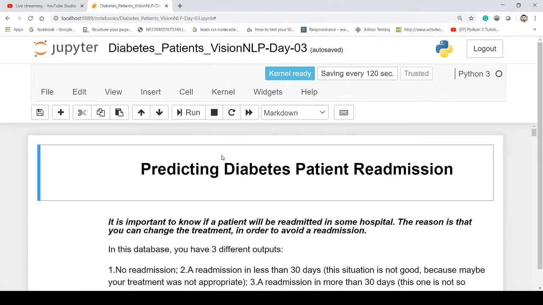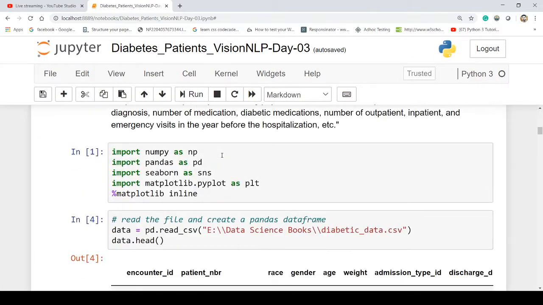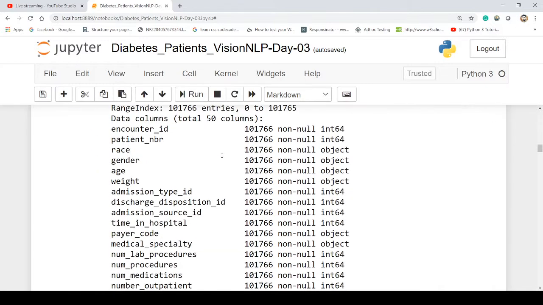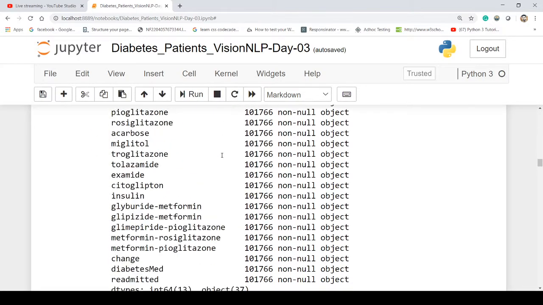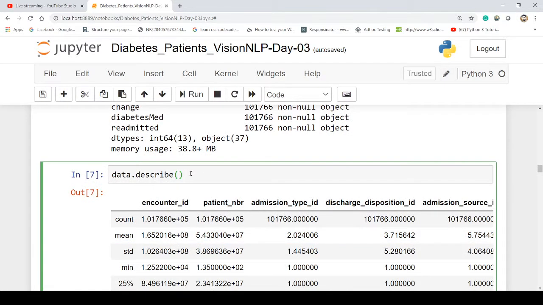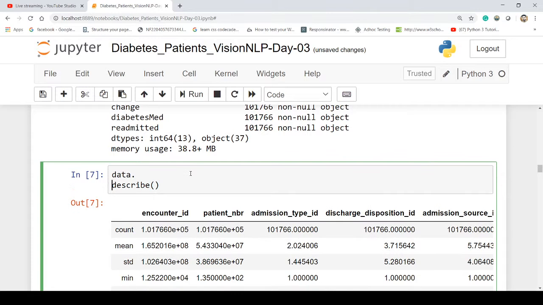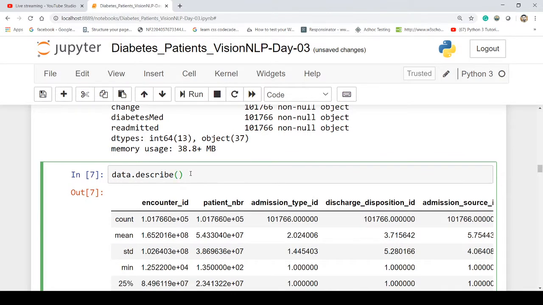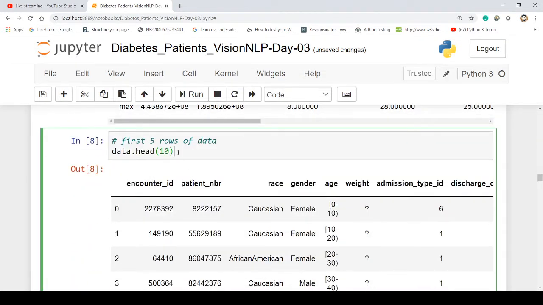Just wait for a moment, it is reloading. I can also check my data discovery. Like you can also check, let's say, the first 10 rows of data, or maybe however many rows of data you want to see.